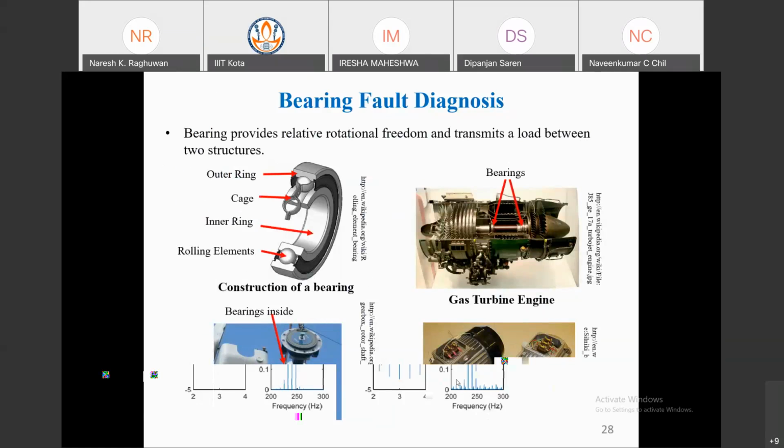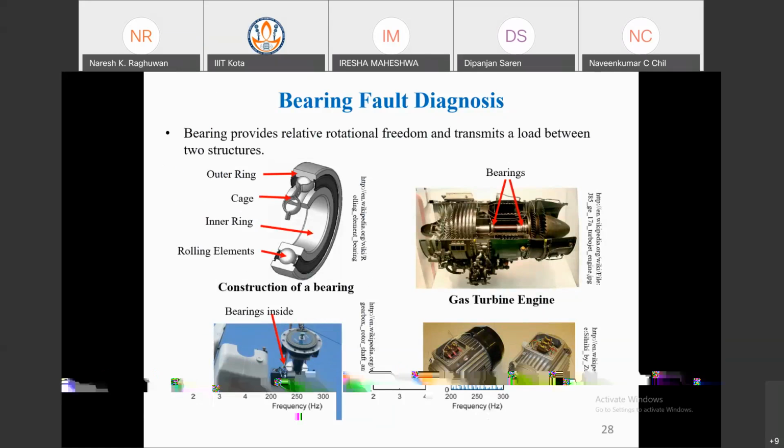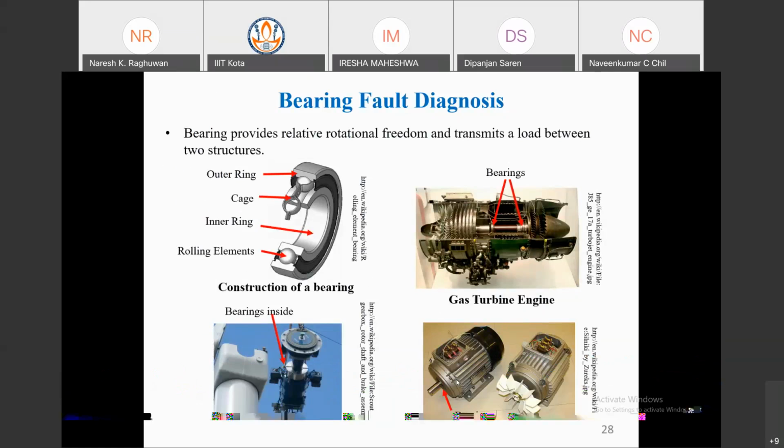Now the second thing is the bearing fault. Gear is one of the elements, and the second one is the bearing. The bearing is the most commonly failing component. Some fault is also in the gear, but the bearing generally fails because it carries many loads of the whole structure or shaft and gear.